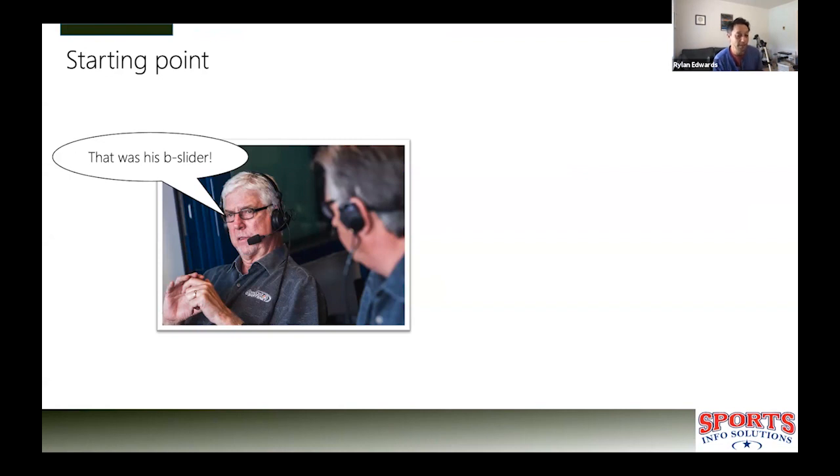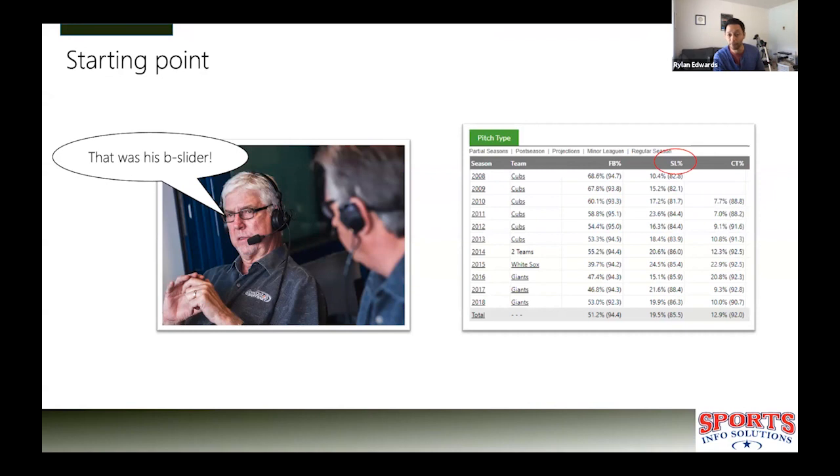I think it was the Giants, because I have Mike Krukow's voice burned in my brain shouting that was his B slider. And that was interesting. I'd never heard of a B slider before. I'd heard of a hard slider, a sweeping slider, a hanging slider, never a B slider. Go over to Fangraphs, and sure enough, there's no B slider.